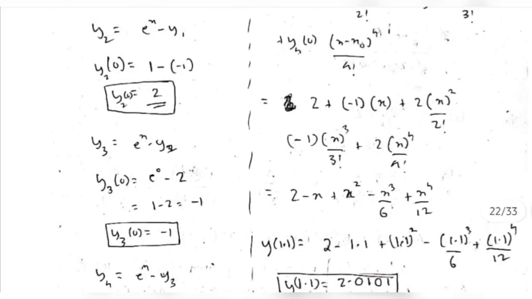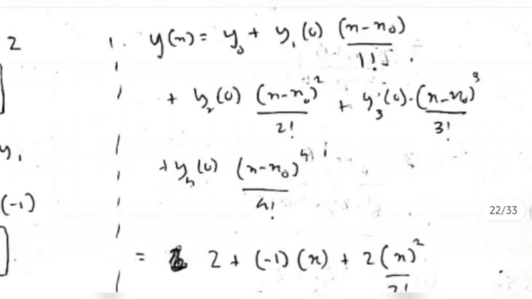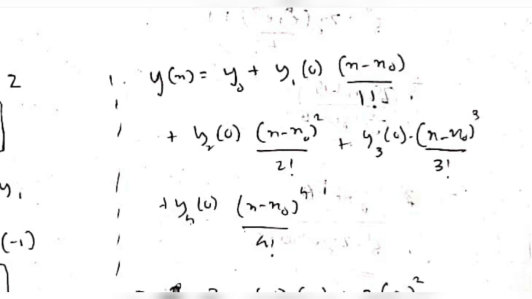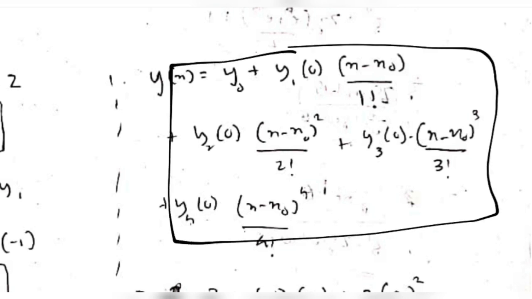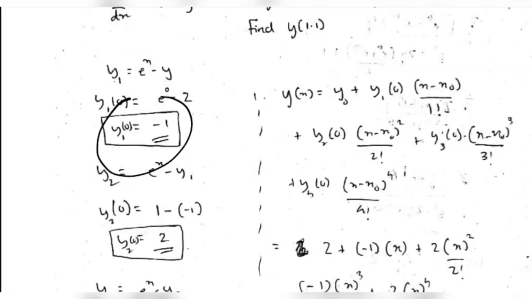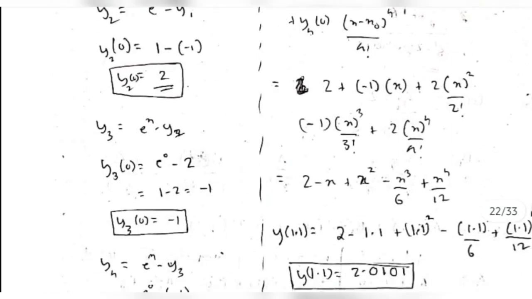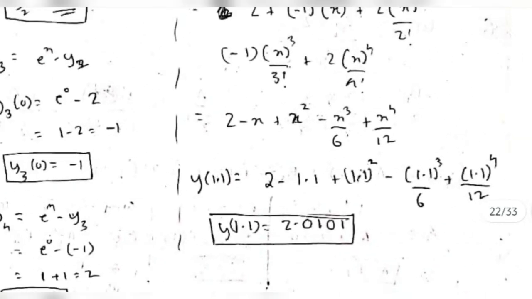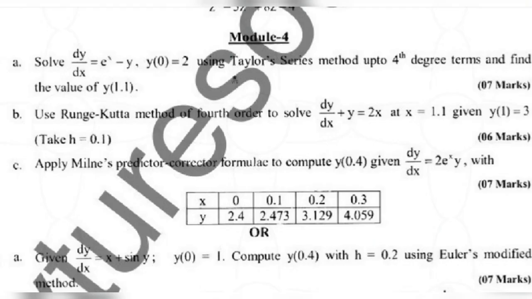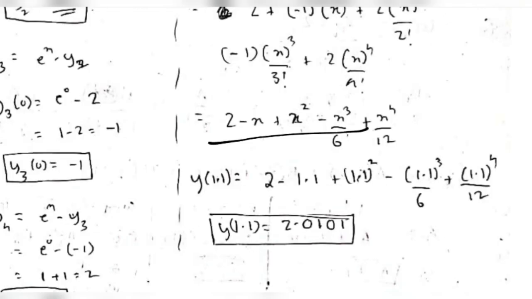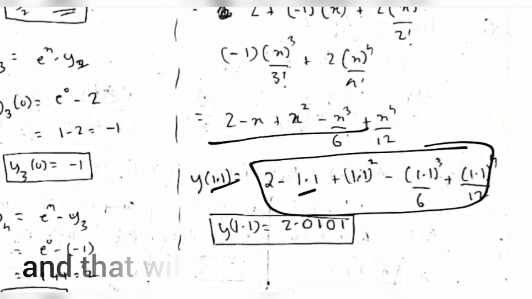Then this is the formula for Taylor series, and in this formula we'll be substituting all the values which we got, and then after the substitution we will be remaining with x terms in the final equation. Now in the question they have asked us to find the value of y of 1.1, so x is 1.1. So instead of x we will be writing 1.1 and calculating the value.